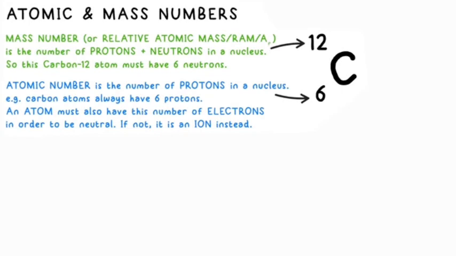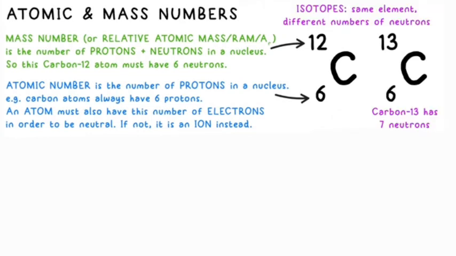The top number is the mass number, or relative atomic mass, or RAM for short. It tells you how many protons and neutrons are in the nucleus, so that must mean that this carbon atom, carbon 12, has 6 neutrons on top of its 6 protons to make that 12. However, you can get a carbon atom with 7 neutrons instead, so its relative mass is 13. These are what we call isotopes, atoms of the same element but different numbers of neutrons.